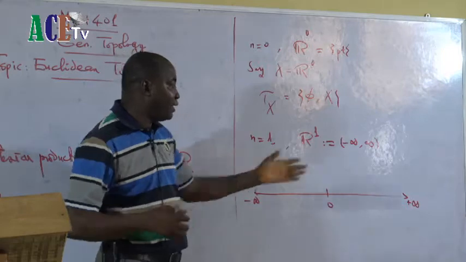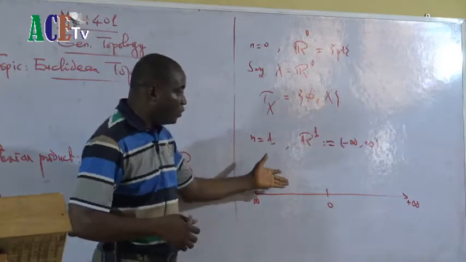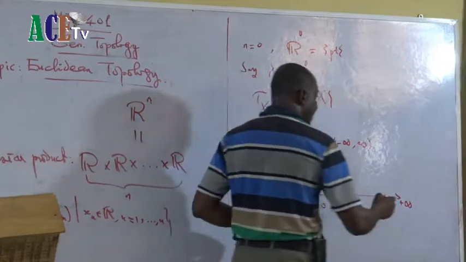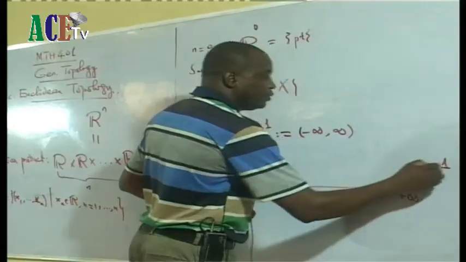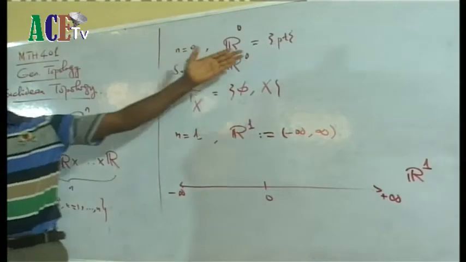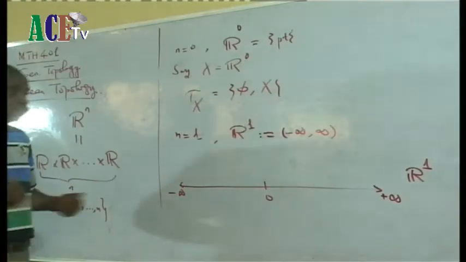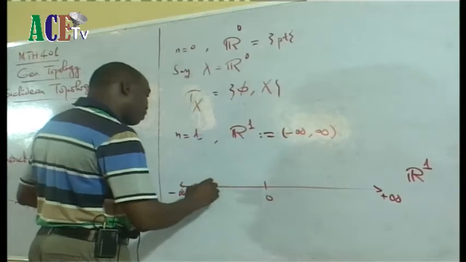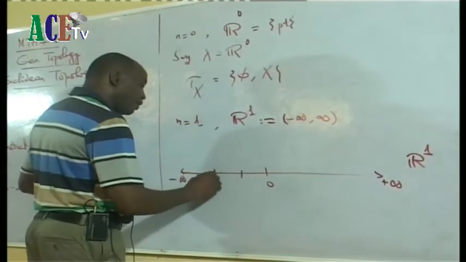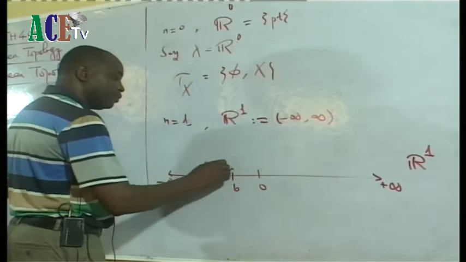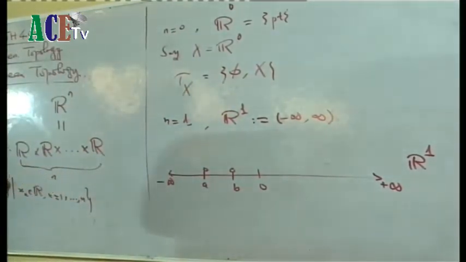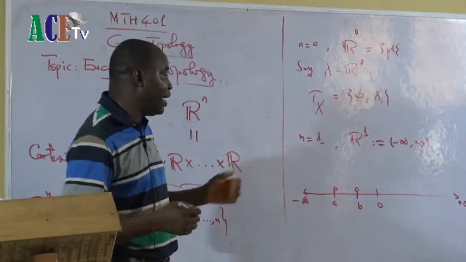But how do we define an open set on the real line, which is what we have here? This is our real line. Okay? Here you only had a single point. But you know, when you are dwelling on the real line, you can pick as many points as possible on the real line. But let's be particular about 2. So we may decide to pick a point A and a point B. Okay? We pick a point A and a point B on the real line.